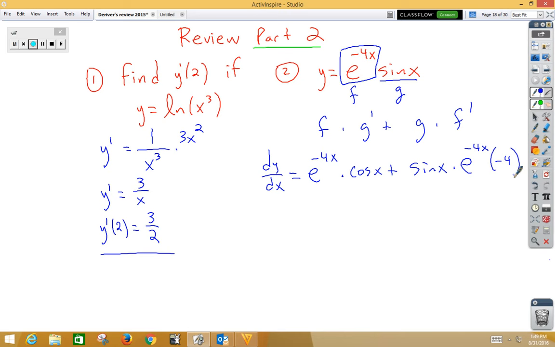I would probably factor out the e to the negative 4x on this one. dy/dx is equal to e to the negative 4x. On the outside, inside would be cosine x minus, because that's a negative 4, sine x.